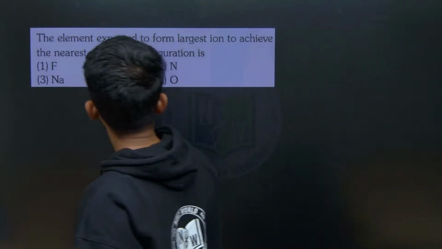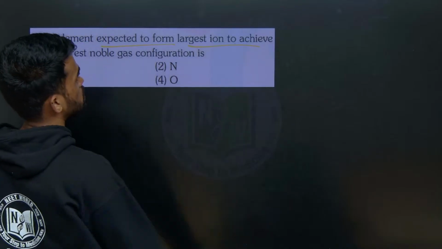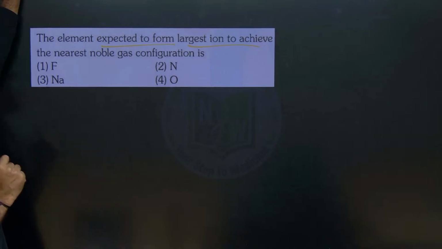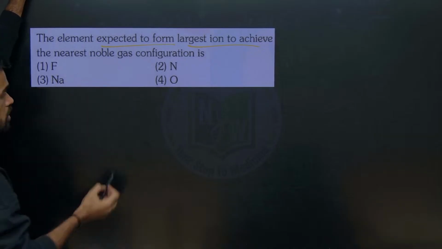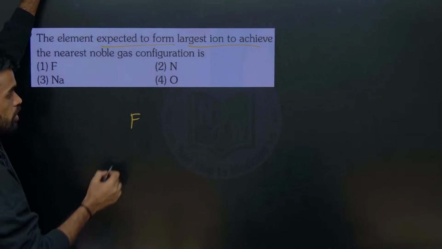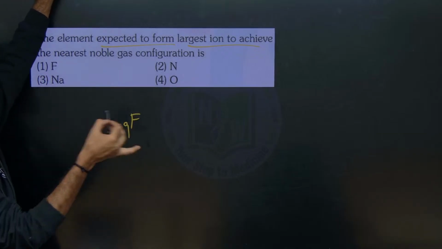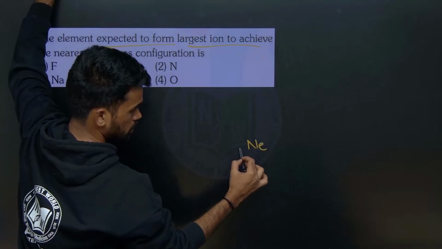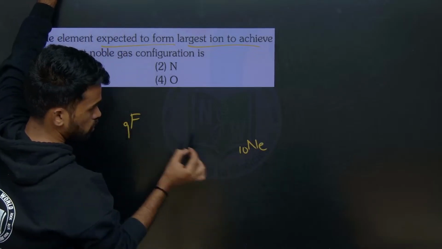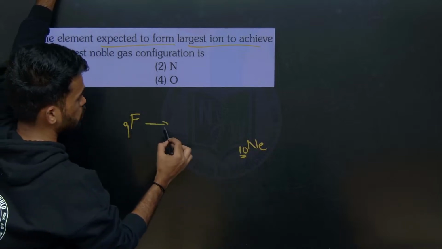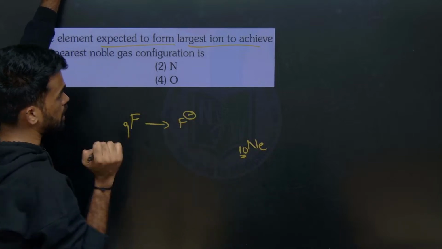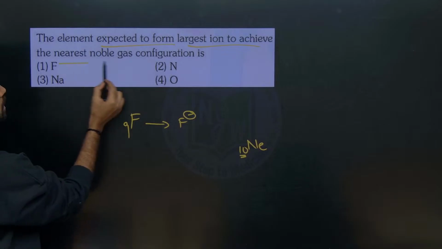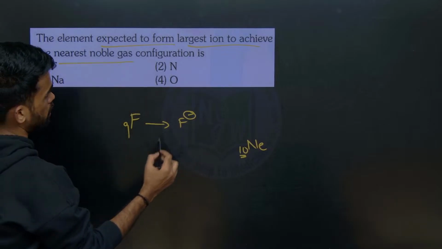Next, which element is expected to form the largest ion to achieve the nearest noble gas configuration? So in order to achieve the nearest noble gas configuration, write what the species are here. Fluorine's atomic number is 9. The nearest noble gas is at 10, which is neon. So in order to get 10 electrons, it should become F minus, right? Therefore 10 electrons are there. So it is F minus.